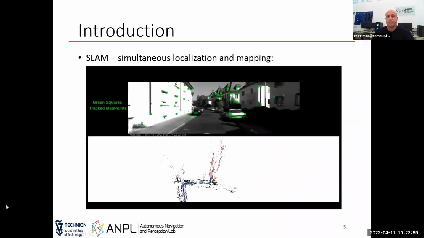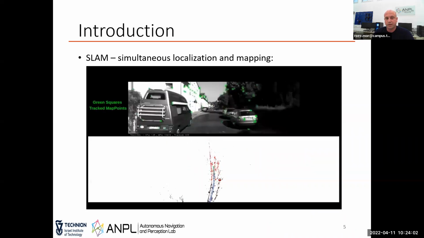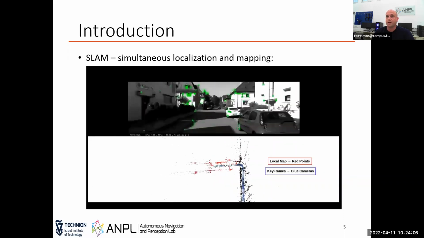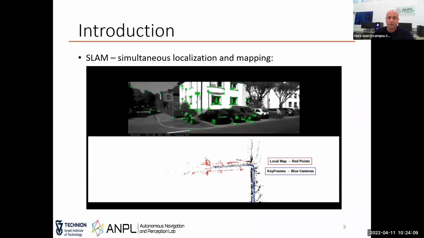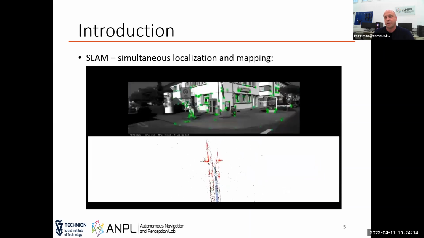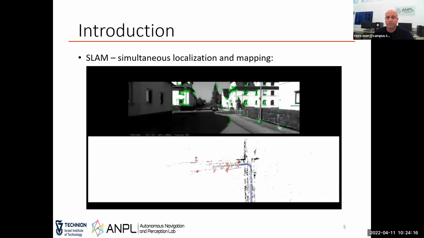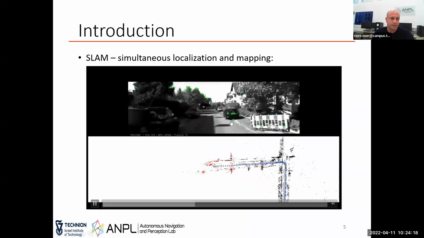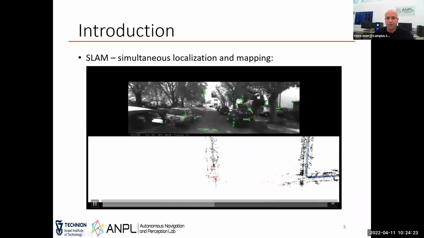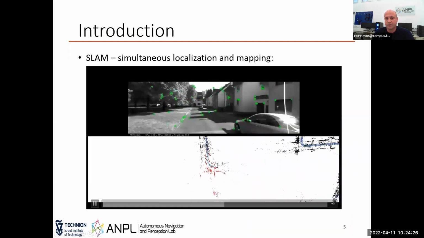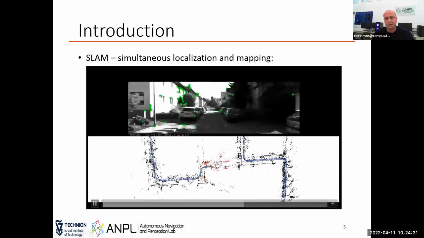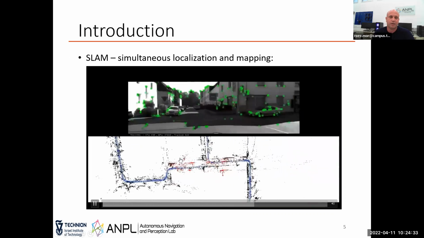So the SLAM problem is well researched for more than 20 years. Today, SLAM is used in actual real-world systems by academia and also by industry, and good results are achieved. For example, you can see the KITTI dataset example here. This is a vehicle just driving the streets, and you can see the estimation of the trajectory as well as the point cloud, which is the map, which is the set of landmarks that are being tracked.